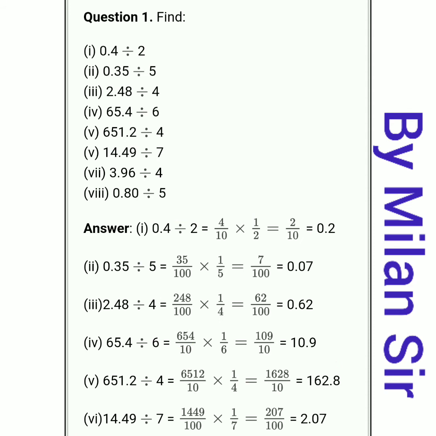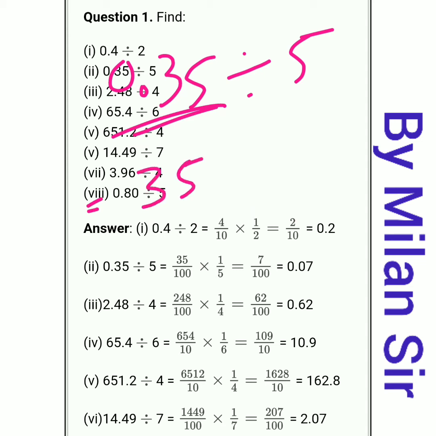Okay, again I repeat this question. 0.35 divided by 5, convert this decimal number into fraction. So ignore the decimal point in numerator, 35. Here two digits we have after decimal point, so here we need to put 20, that means 100.